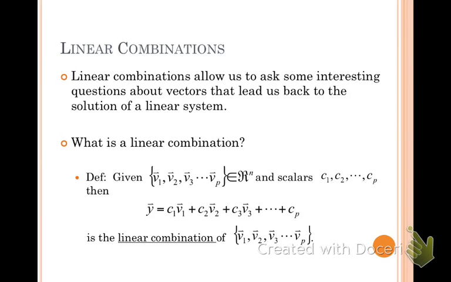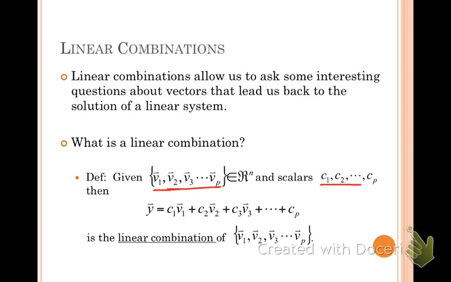On the next few slides, we're going to talk about something called a linear combination. So first, let's look at the definition. A linear combination of a set of vectors. Here we have a set of vectors v1 to vp. These vectors are in Rn. That means that they contain n elements.